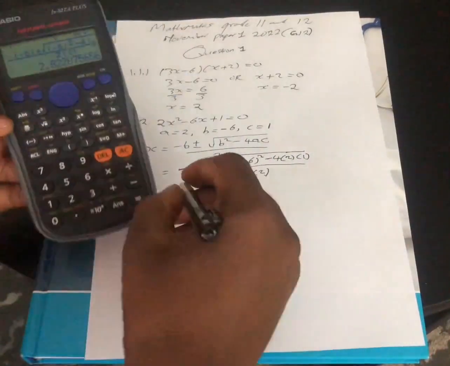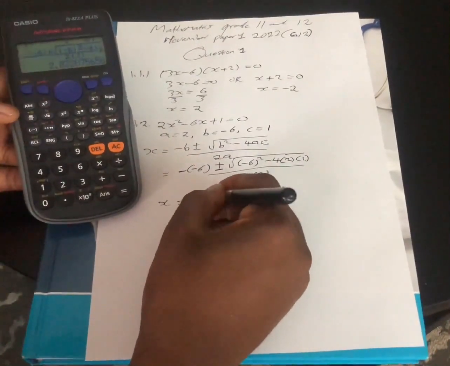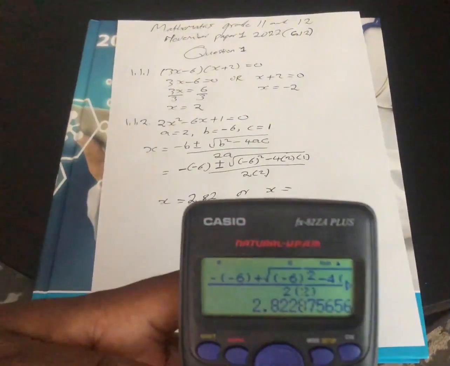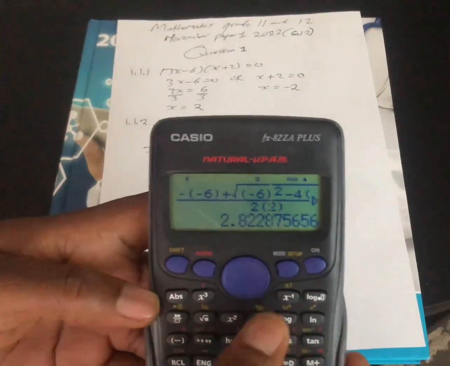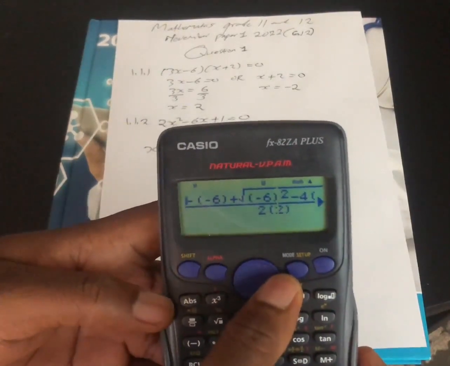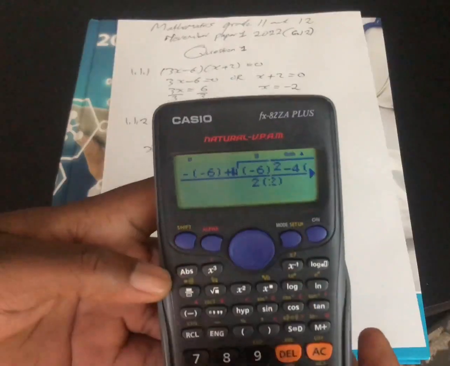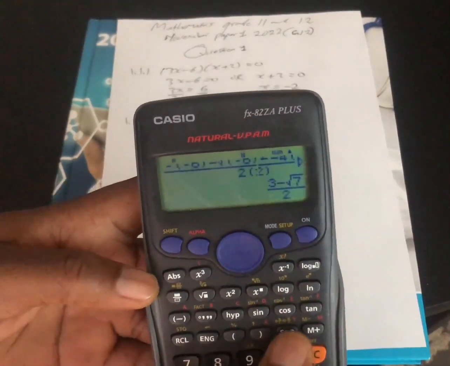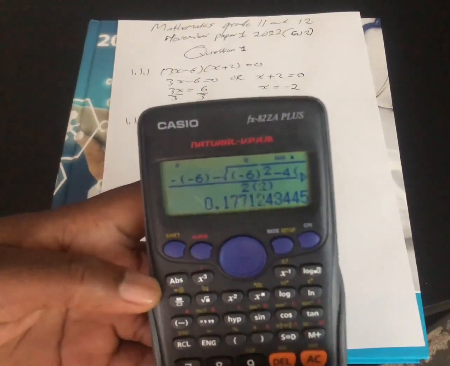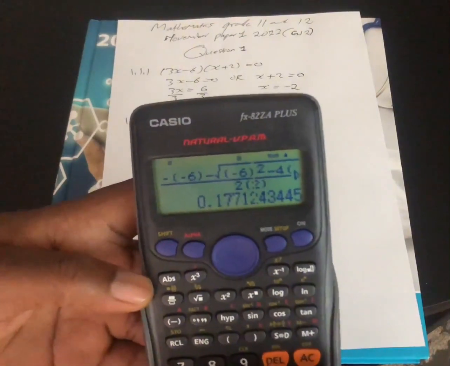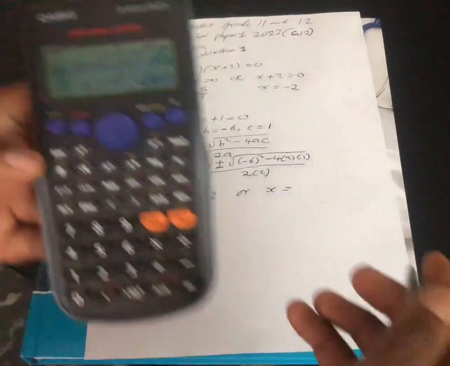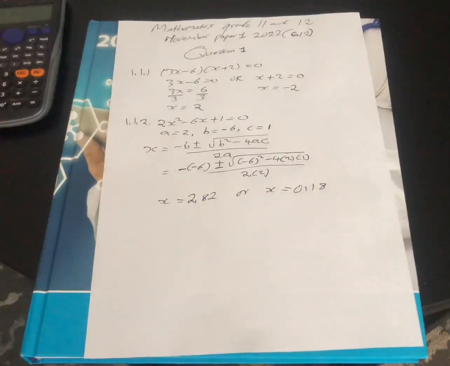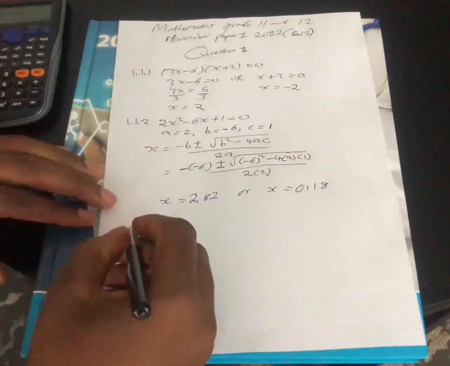x = 2.82. Or x equals, and then without wasting time, you just edit this. You go and change positive to be negative, because everything is the same. Then you find that your answer is 0.18. We've answered that question. 3 marks.